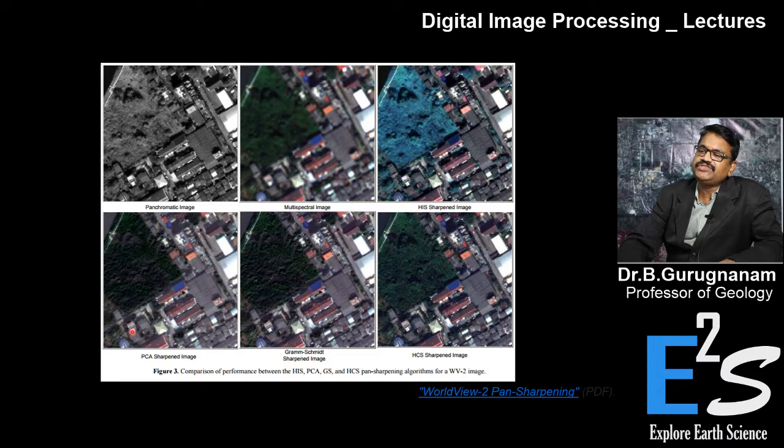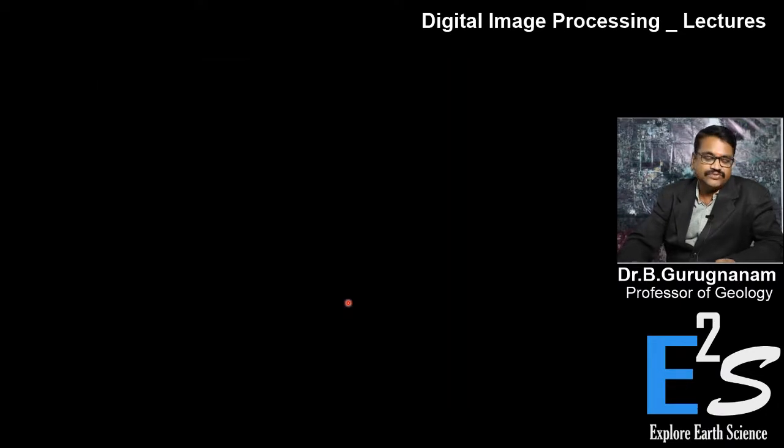This is the PCA sharpened image, the panchromatic image, and the PCA sharpened multispectral. You see these two, and then you see the PCA sharpened, Gram-Schmidt sharpened, HCA sharpened, and HIS sharpened. Now you decide which data is good for different users. So with this, the discussion of why we are using pansharpening has come to an end. Thank you.